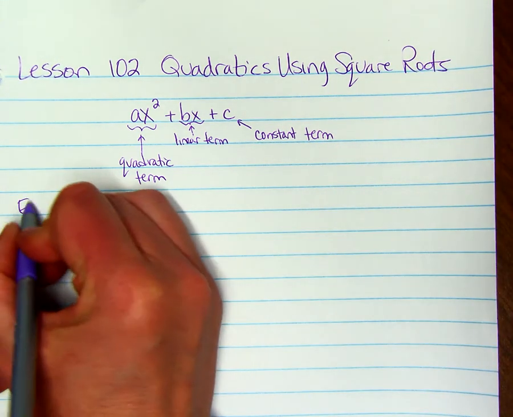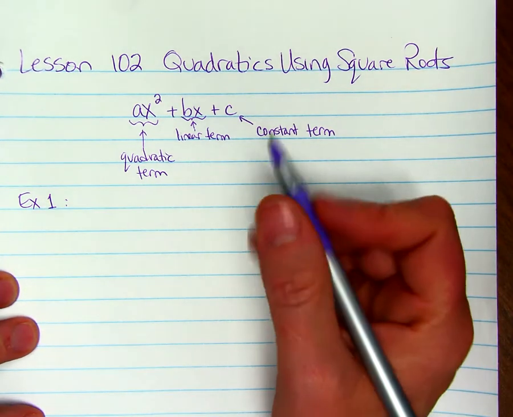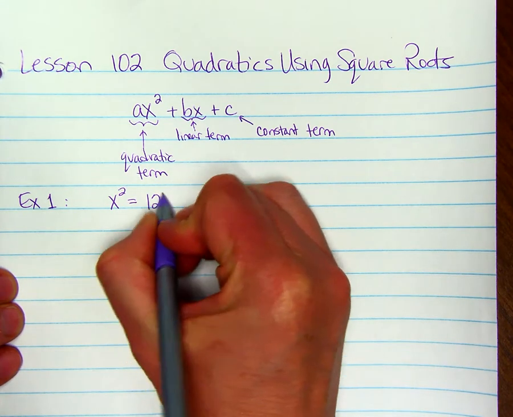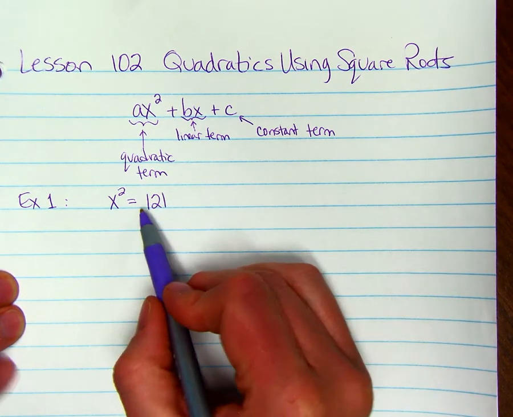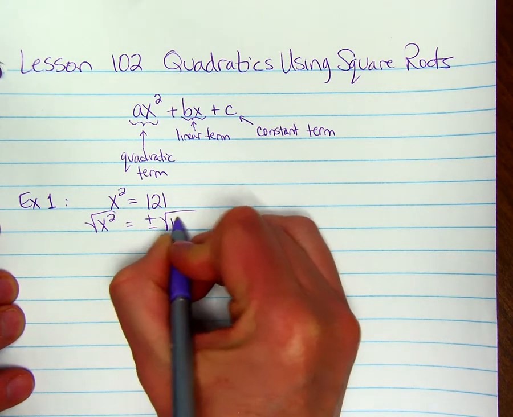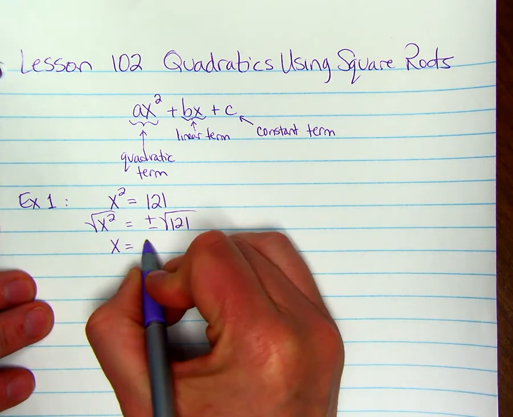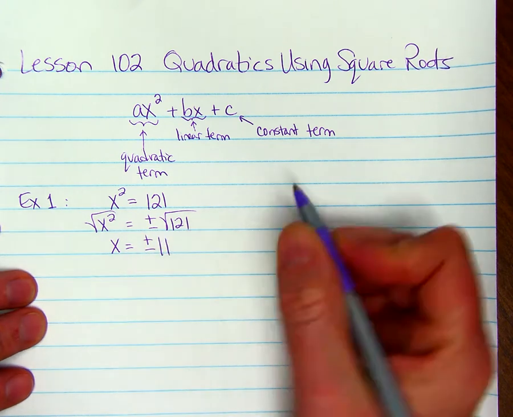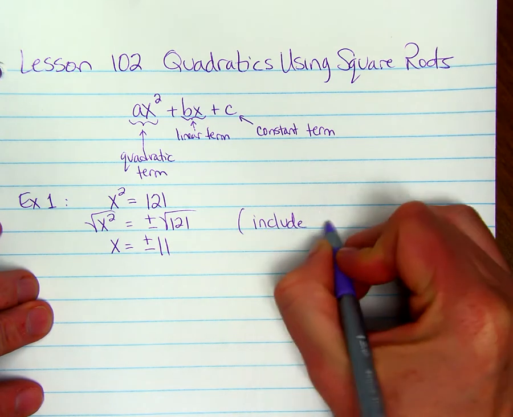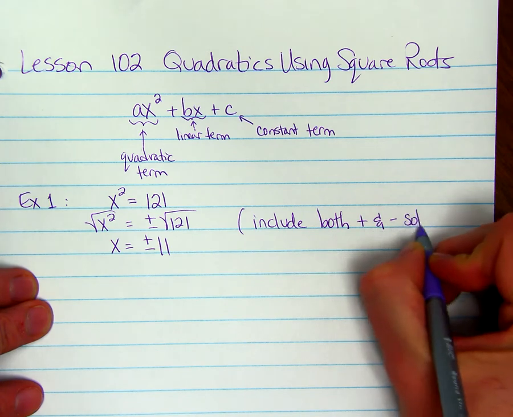So here's an example of a quadratic term that does not have any linear term with it. So we have x squared equals 121. When you are taking the square root of both sides, you need to take the positive and negative square root of 121 in this case. So it would be x equals plus or minus 11. So taking the square root of both sides, you want to include both the positive and the negative solutions.